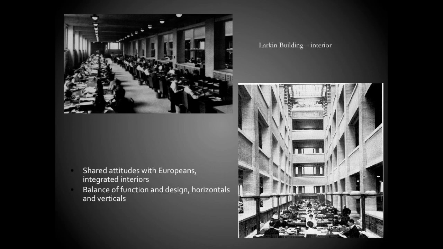So here are just a couple of points. I stole this slide from a different lecture I gave on architecture, so I just wanted to include that because I felt that it was important to mention what from an architecture point of view would be important. This idea of shared attitudes with the Europeans, those Europeans especially being engaged with the steel movement, and this balance of function and beauty or design, and these horizontals and verticals, which we're about to get to.